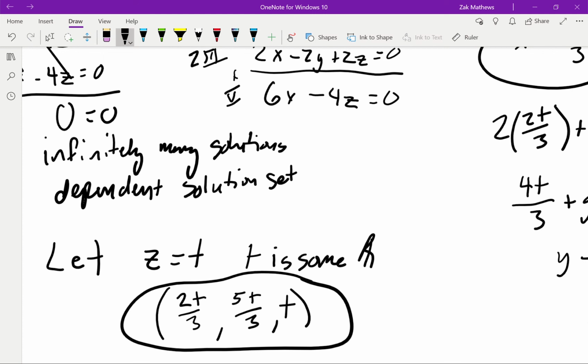So this would be an example where we have those 3 planes overlapping or a pair of planes overlapping. We can find what the solutions are, we just have to do it in terms of an unassigned constant.